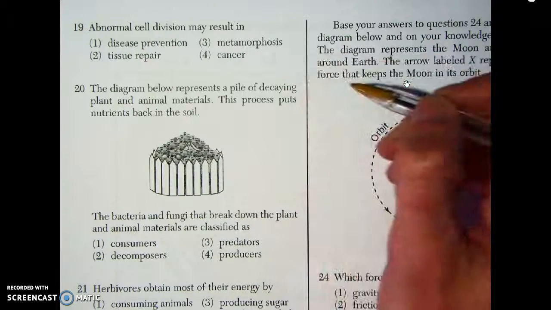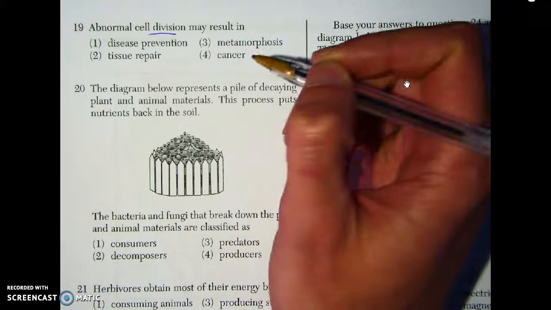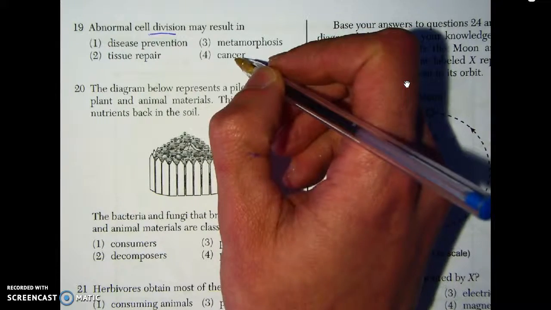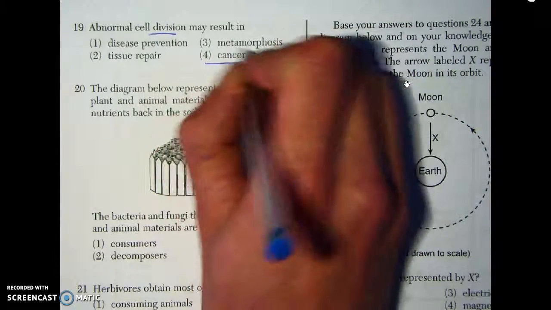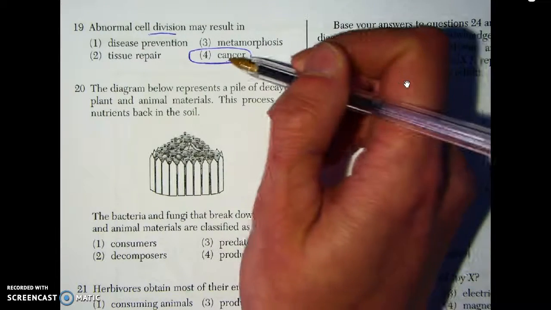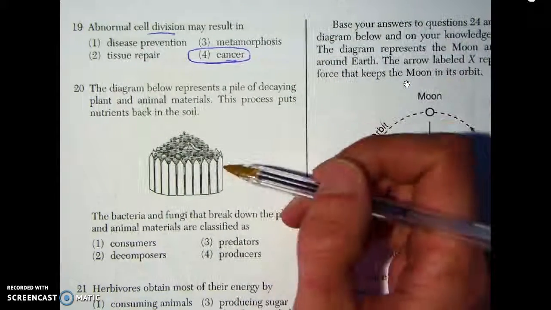So for number 19, they're talking about abnormal cell division, so when cells don't divide normally, like growth and repair or asexual reproduction. We're talking about cancer, essentially. So the disease cancer is an abnormal cell division.